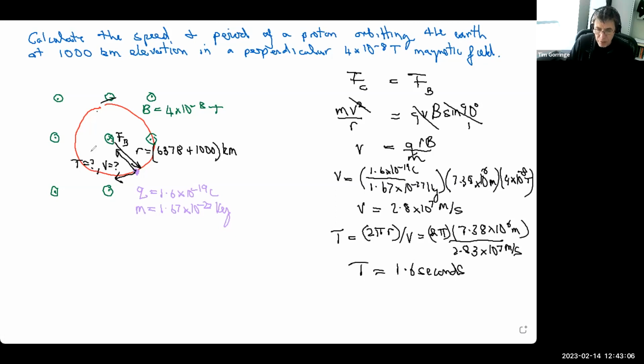Anyway, that's an example of, firstly, the magnetic force equation, which is a more complicated force equation than the electric field equation or the gravitational field equation. It's also an example of circular motion in uniform magnetic fields, which is a very important class of motion in magnetic fields.